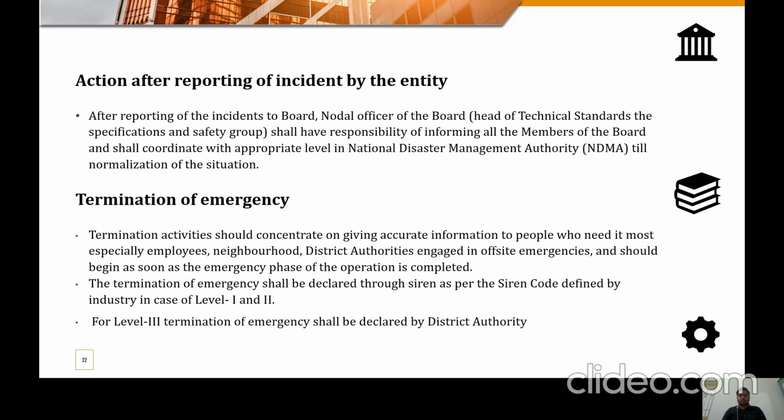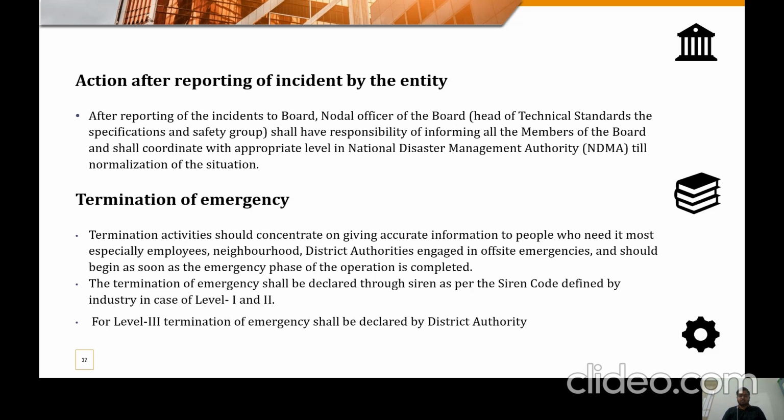After reporting the incident to the board, the nodal member of the board has the responsibility to inform the other members about the incident, and to communicate with the National Disaster Management Authority until the situation is normalized. Now, after reporting the incident by the entity, we have to declare the termination of emergency.